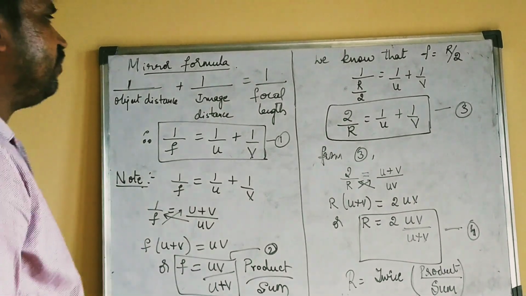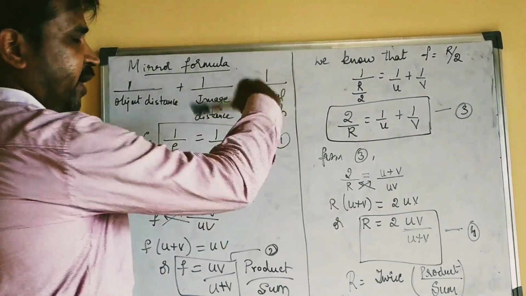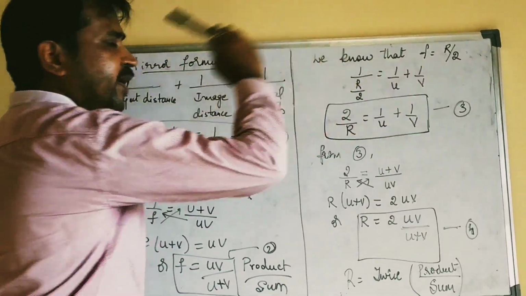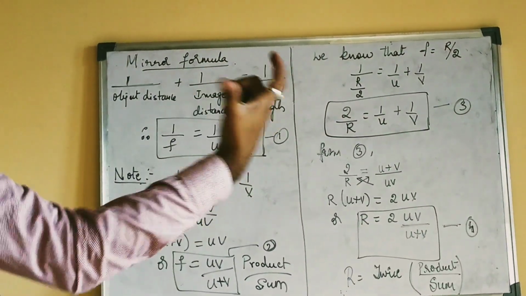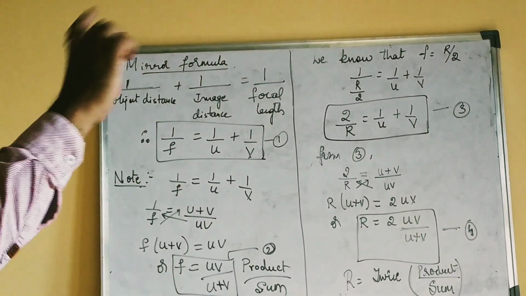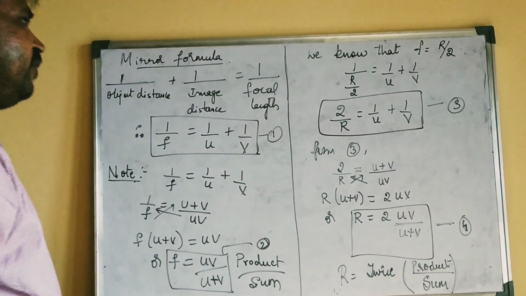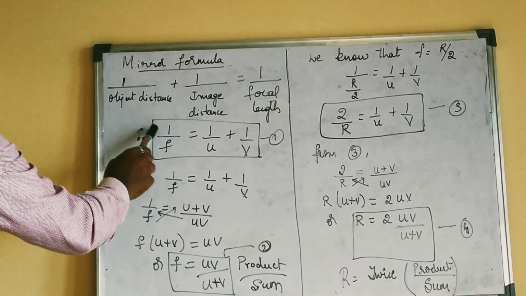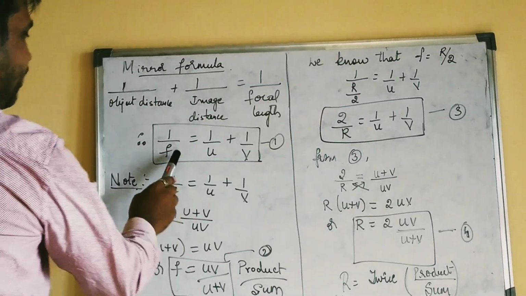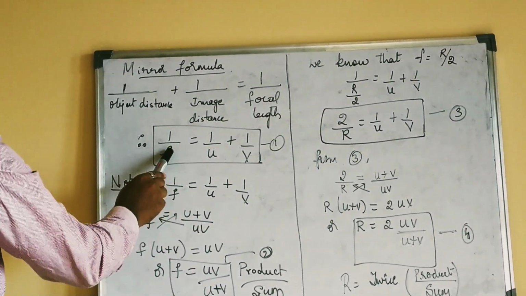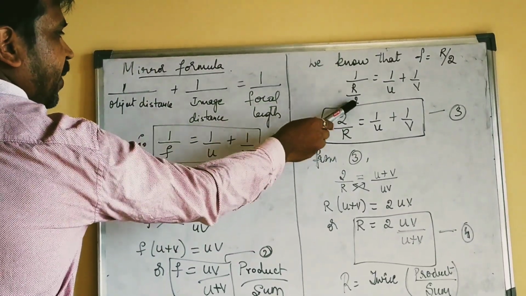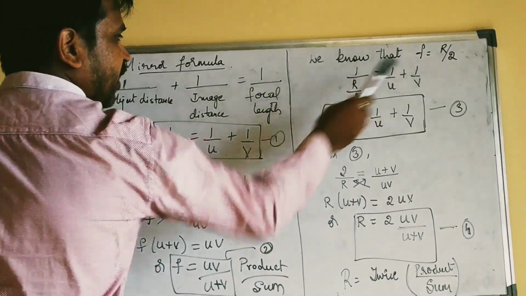Okay. Now, remember the concept. We know that the focal length is half the radius of curvature, right? The focal length is exactly half the radius of curvature. Now what you have to do, take this main formula, 1 by f is equal to 1 by u plus 1 by v. In place of small f, that is focal length, substitute r by 2. So 1 by r by 2 is equal to 1 by u plus 1 by v.